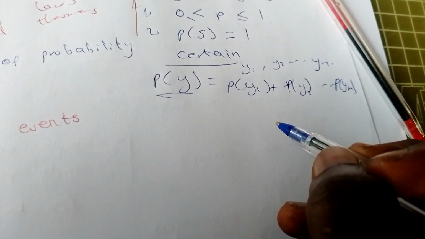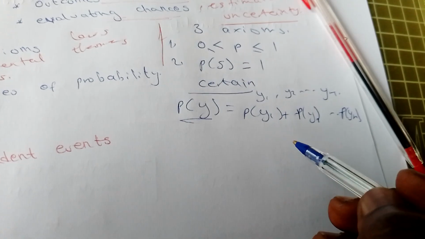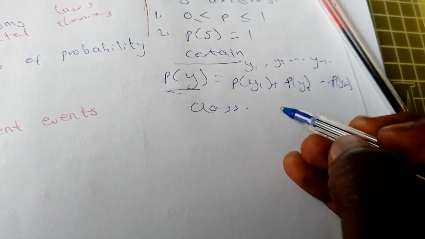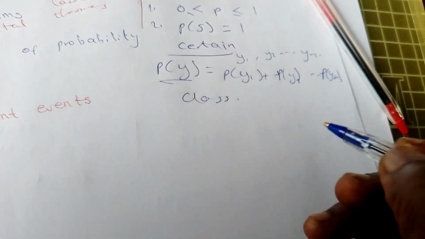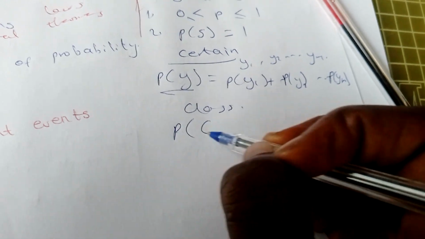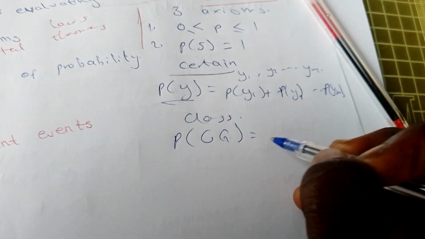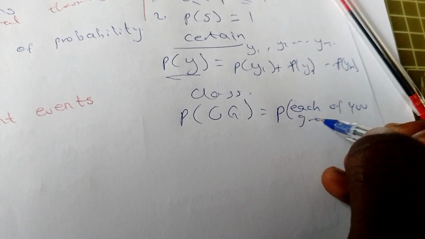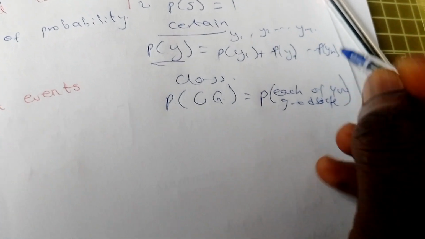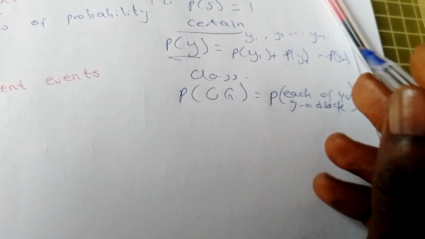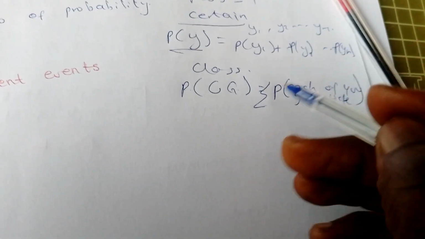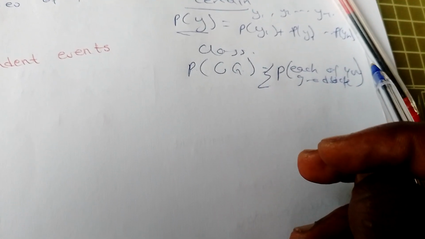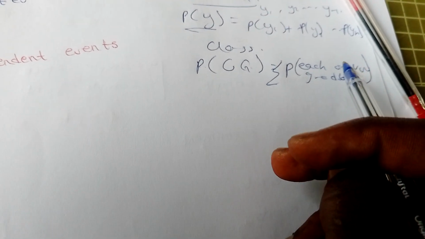Let's pick a practical example. In a class, the probability that your class graduates is equal to the probability that each of you graduates. I hope this makes sense. So that will be the sum. You're just going to do a summation of the probability that each of you graduates, and that gives you the total probability. So that's the general idea of the axioms of probability.